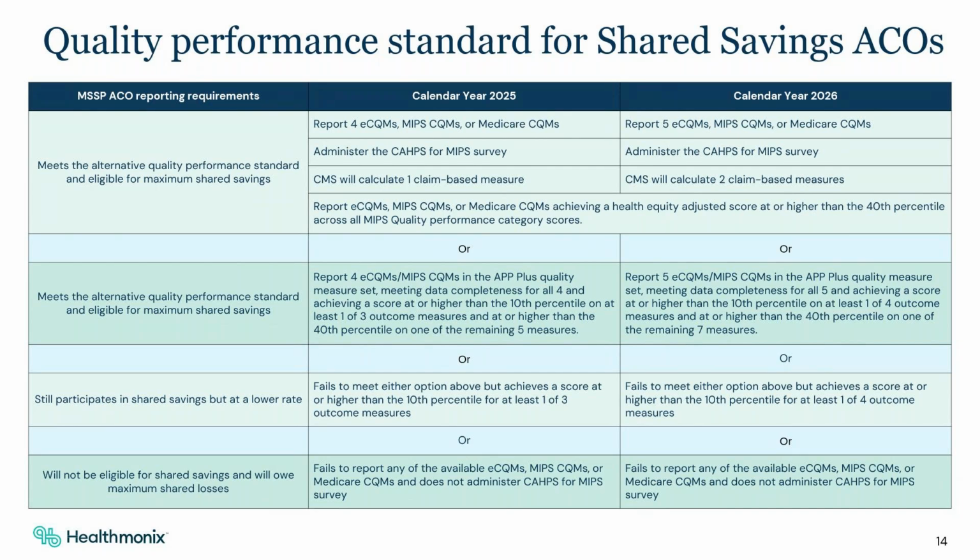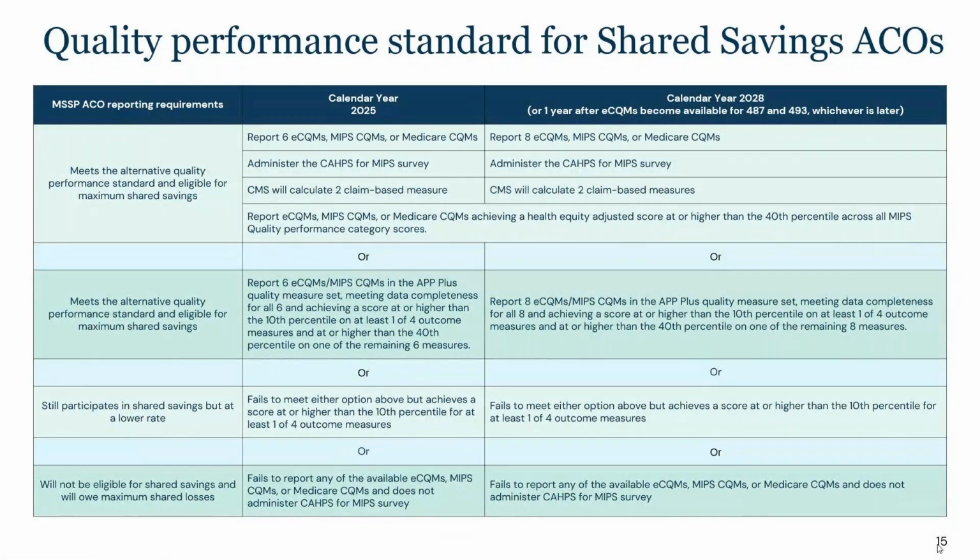As you can see moving forward, I'm not going to go through each one of these on here because I have two more screens to show you future years. In 2026, we're adding a fifth measure and a second claims-based measure, and it's the same sort of study for how you can participate in maximum shared savings. In 2020, this should be 2027, not 2025. I'm sorry about that, but that's 6 measures, and then CMS will calculate 2 claims-based. The same thing in 2028. The one thing about 2028 is that measures 487 and 493 won't become available as part of this program until they've become an eCQM for at least 1 year. So we are looking into when they're going to move those 2 measures from just the CQM into an eCQM.